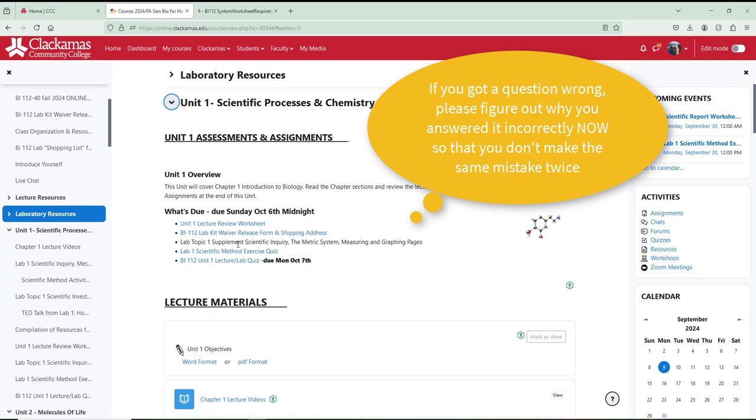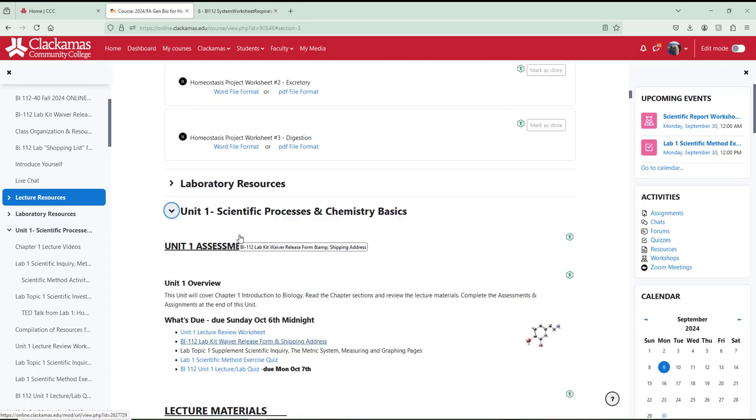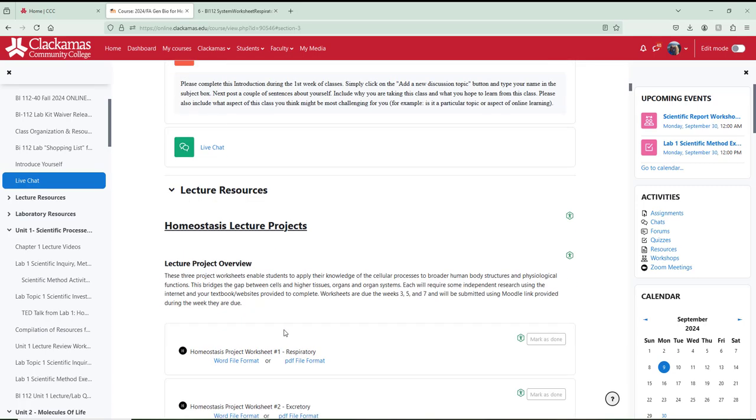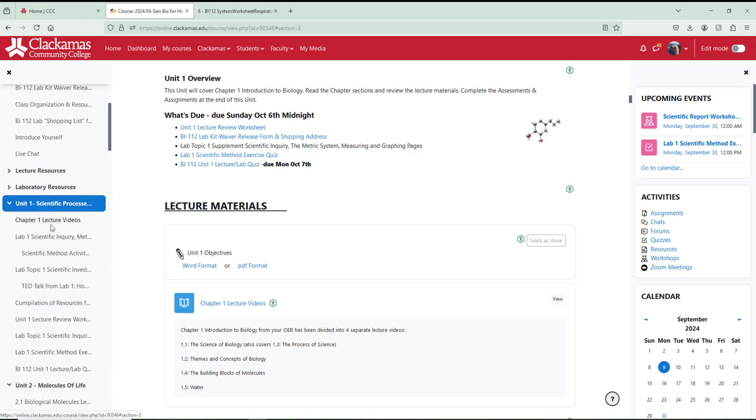And then you have your lab kit waiver release form that was due last night. So if you forgot to do that, try to get it in right this second. You might not get a lab kit otherwise. And then if you haven't done so already, please introduce yourself in the lab forum, or the introduce yourself forum.